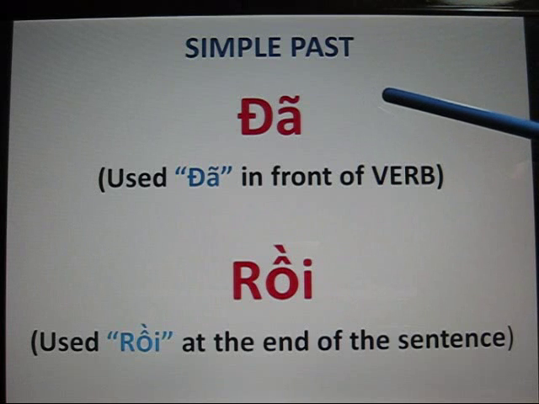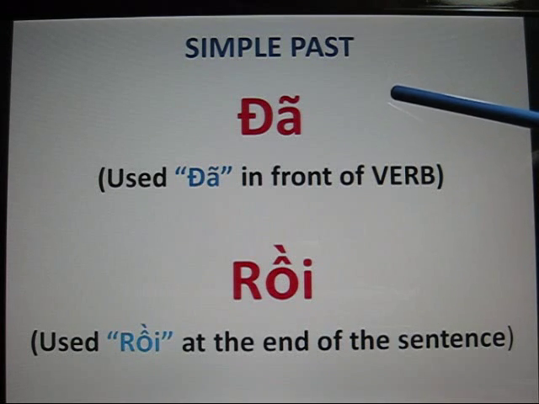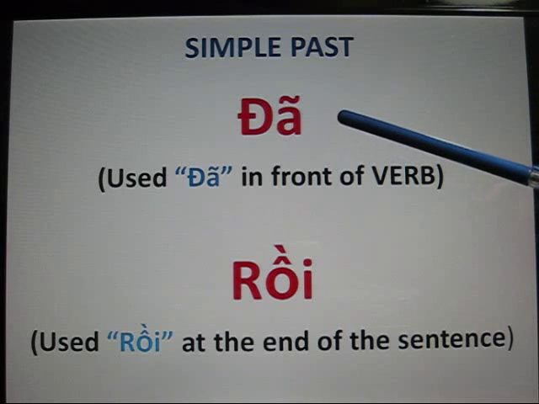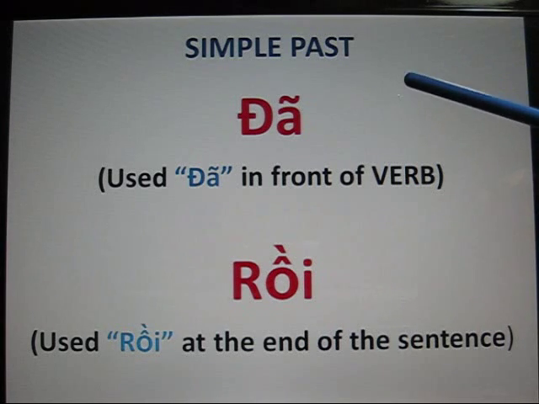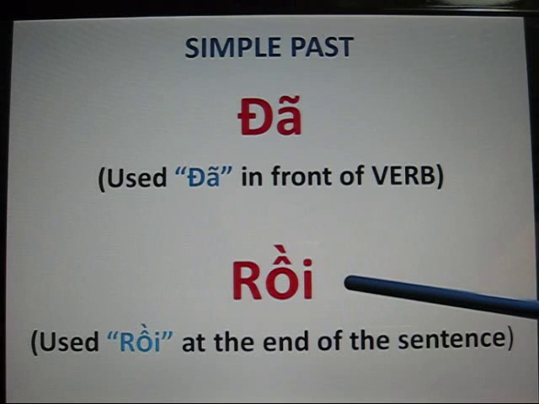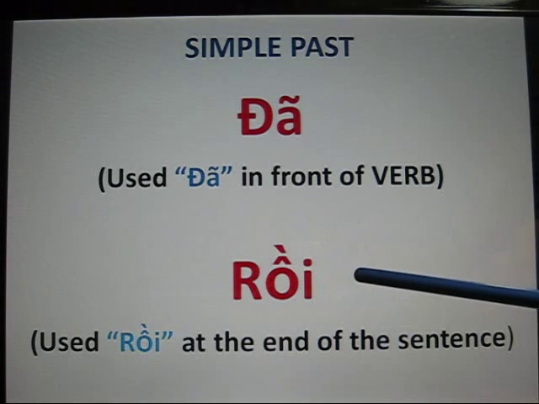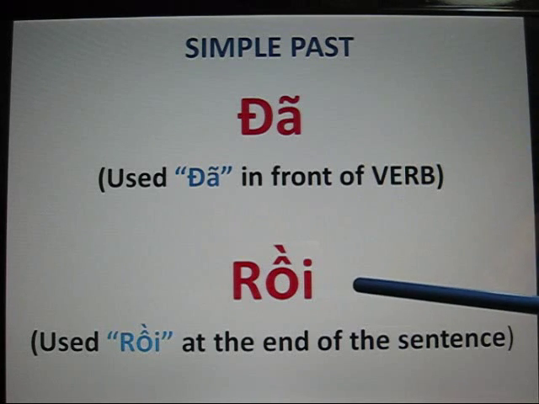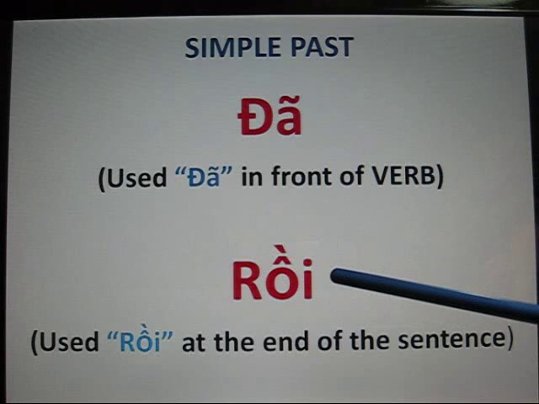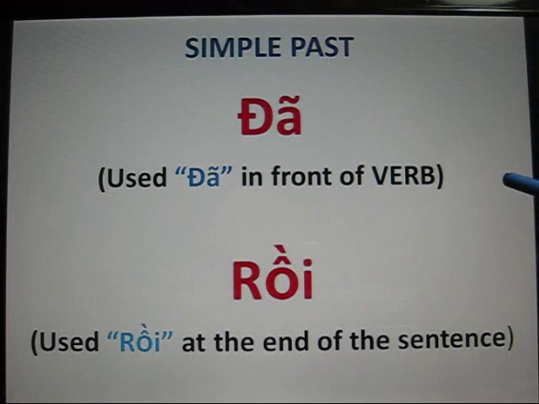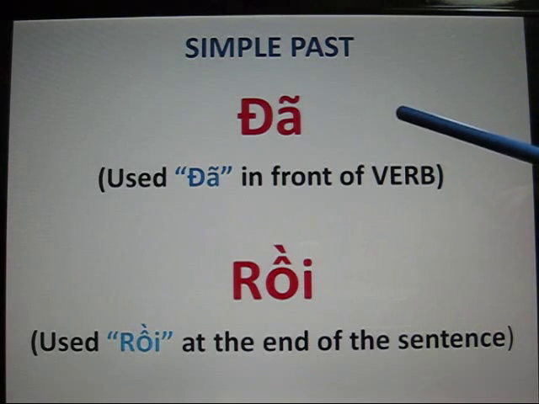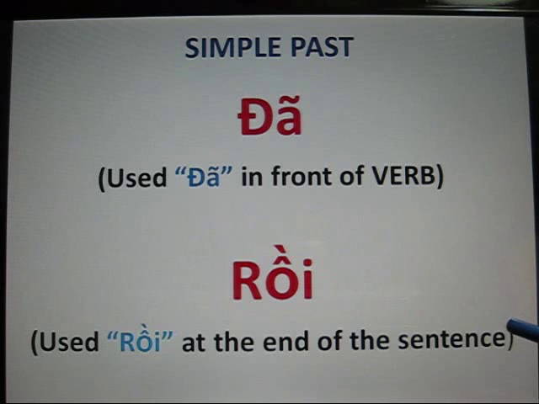The first one here, đã. Okay, đã. And the next one is rồi. Here you need to remember that we only use đã in front of a verb, and we can use rồi at the end of the sentence. Okay, one more time. Đã is used in front of a verb, and rồi is used at the end of the sentence.